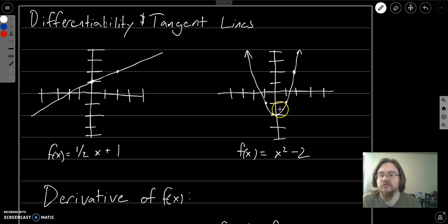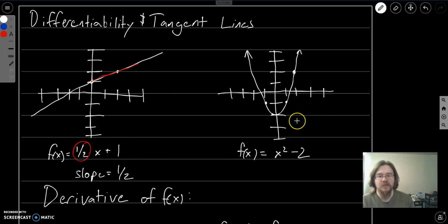These are fairly straightforward. When we look at a straight line, we can talk about its slope, and if we pick a point, we can talk about the slope at that point. The slope here, we can see from the equation, is just going to be 1/2. So the slope along this line, at every point along this line, is going to be equal to 1/2.